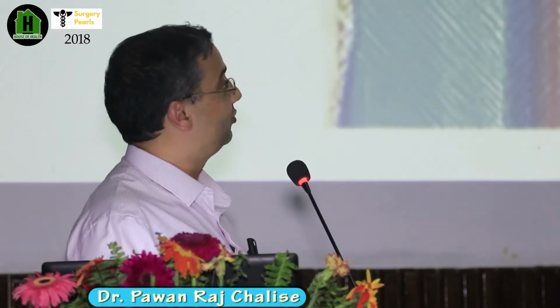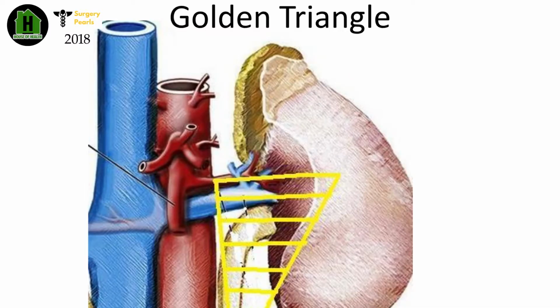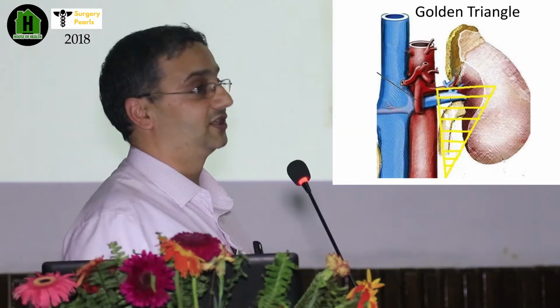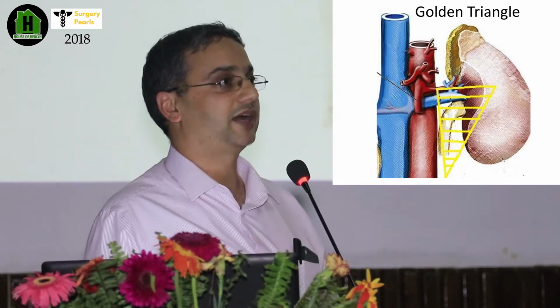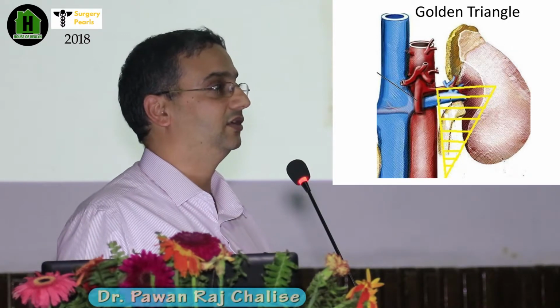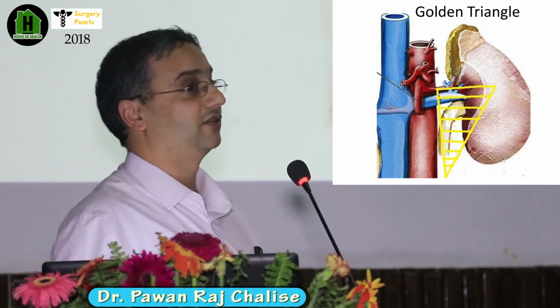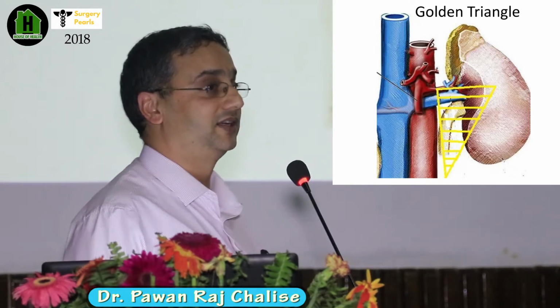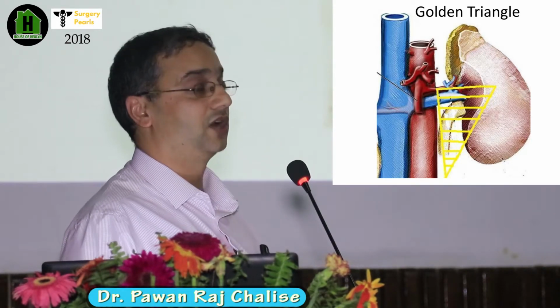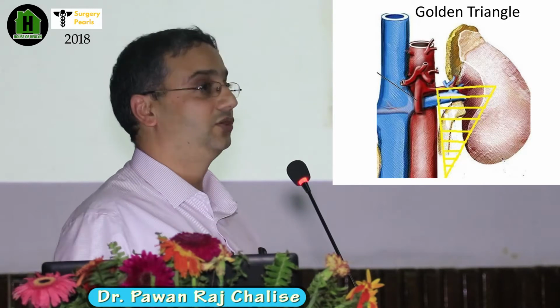One thing that I would like to highlight is that while we are doing the dissection, there is this triangle, known as the golden triangle, which is very, very important to preserve. You should not divide the fat and devascularize this ureter. As you know, the upper part of the ureter gets its blood supply from the kidney itself. So this part should not be dissected.